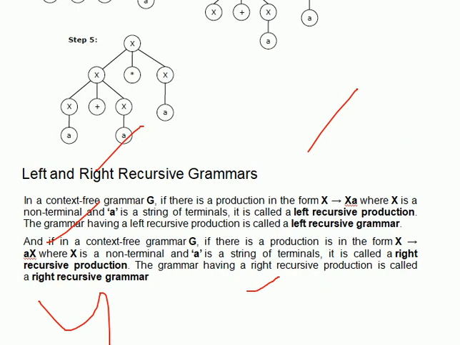So go to the definition. We can conclude that the definition is, in a context-free grammar G, there is a production in the form x tends to xa, where x is a non-terminal and a is a string of terminals. It is called a left recursive production. A grammar having a left recursive production is called a left recursive grammar.